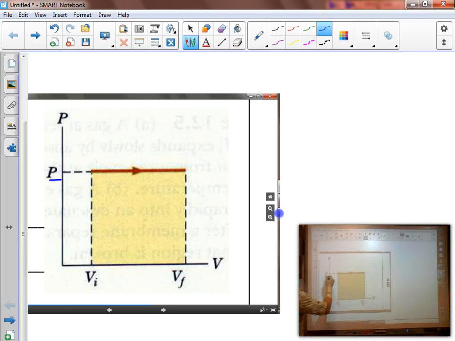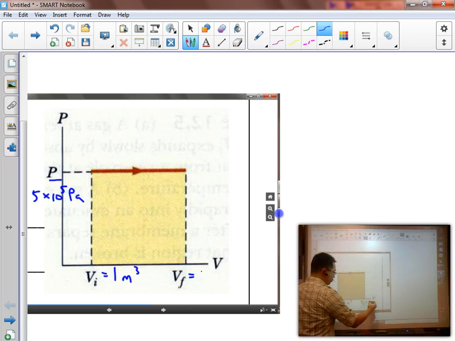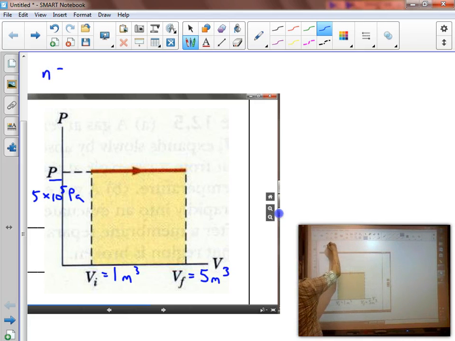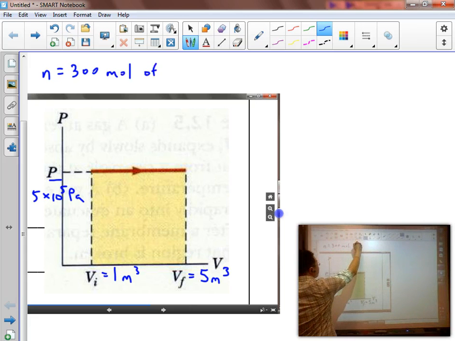So let's say for this pressure over here that the pressure is 5 times 10 to the 5th pascals, or newtons per meter squared. We could say that the initial volume, let's pick an easy number, let's say it's 1 meter cubed, and expands up to 5 meters cubed. There are 300 moles of nitrogen in this scenario.